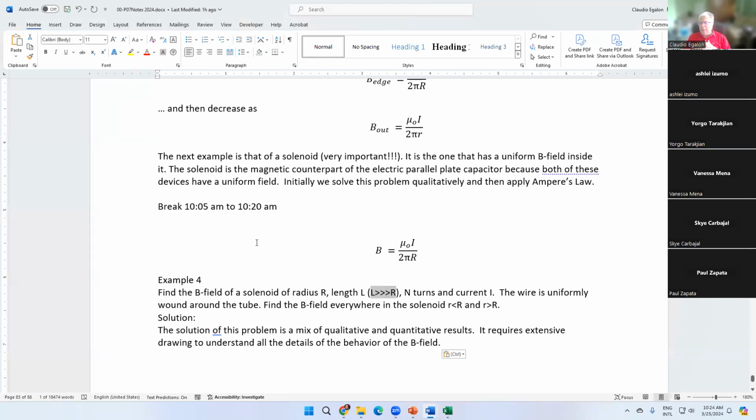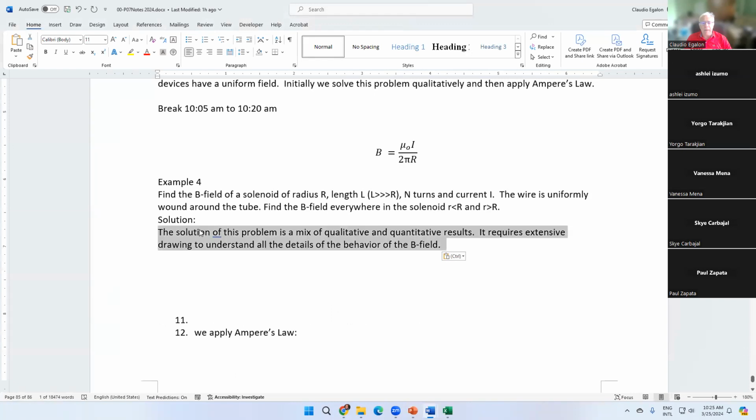Everything that we're doing here is an approximation, okay? But it's an approximation that works pretty well in real life. The results are very close to what we find in real life. The solenoid has N turns. The wires have a current of I. The wire is uniformly wound around the tube. We want to find the B field everywhere, for radius less than the radius of the solenoid and for radius greater than the radius of the solenoid, okay? The important thing here that you have to know is that the solution of this problem is a mixture of qualitative and quantitative results.